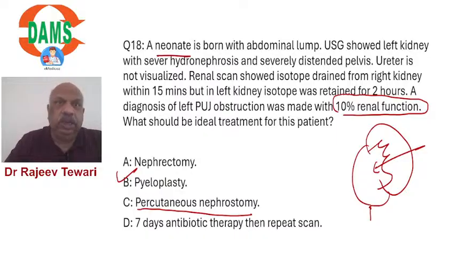So, in a neonate, the regeneration potential is very high. Had it been an adult, then with 10% function, I would have gone for nephrectomy. But in a neonate, we don't do nephrectomy, we go for PCN, so that we give a chance for the kidney to regenerate and then we operate. Have you understood this?